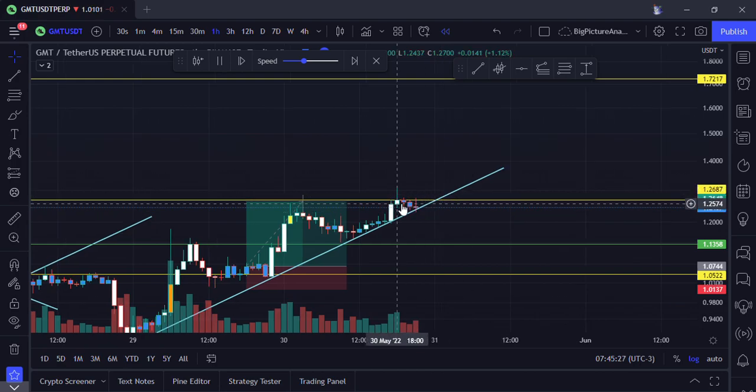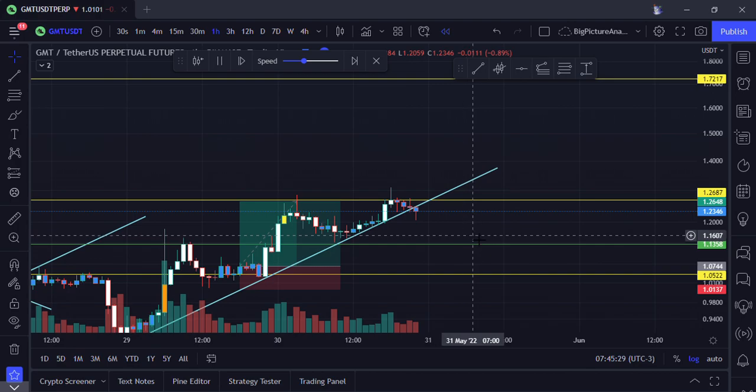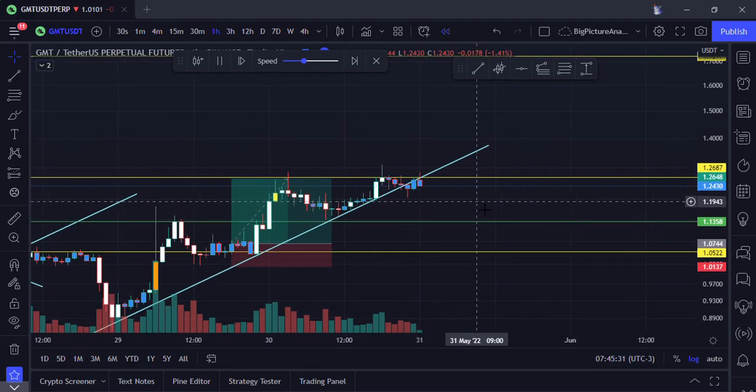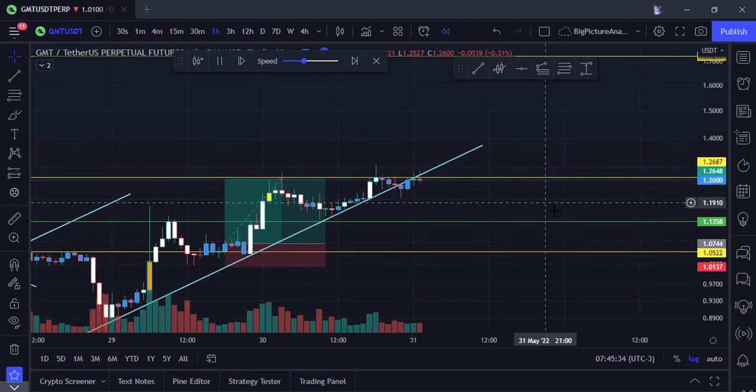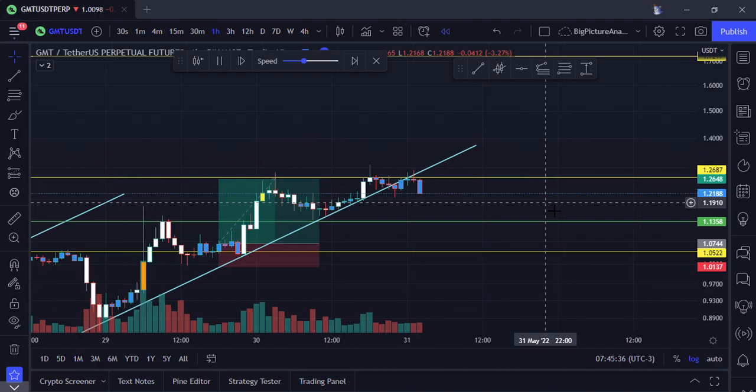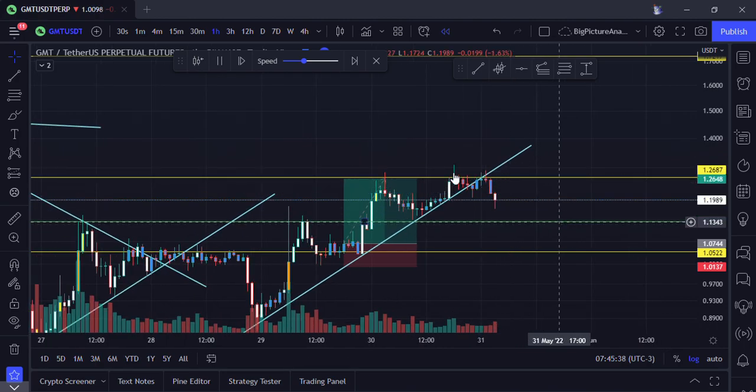It came up. Let's see if there's a retest. Okay, it broke the trend line. Let's follow a little. Let's pray. Break, please break. It's breaking down. Okay, stop that.